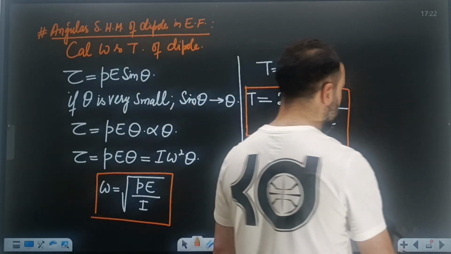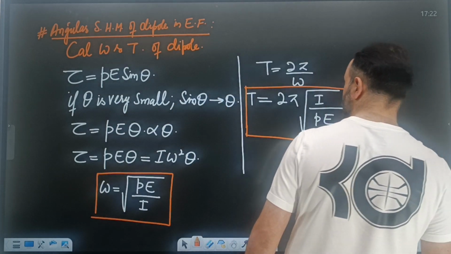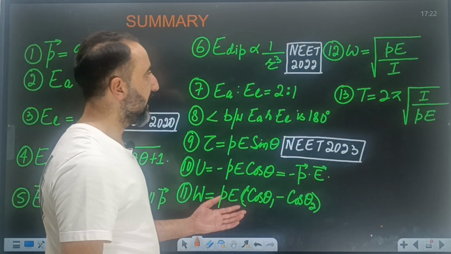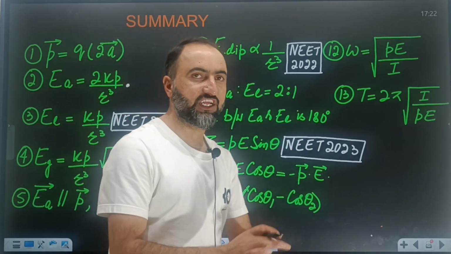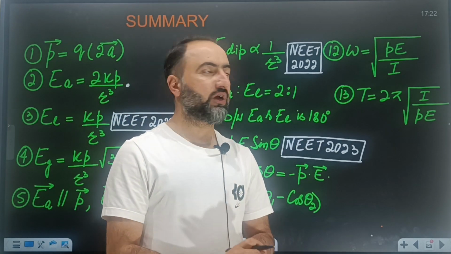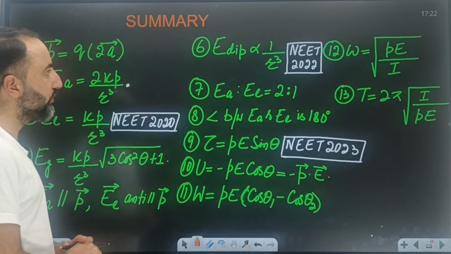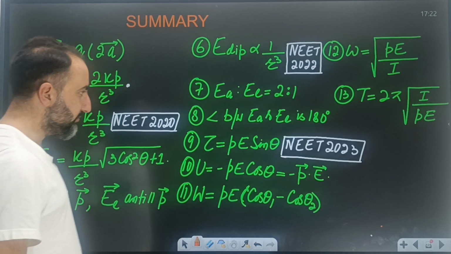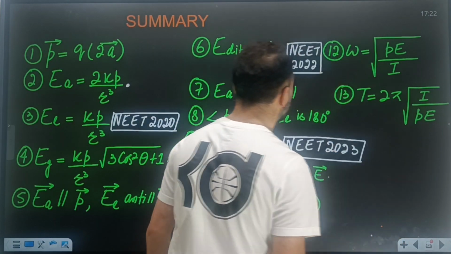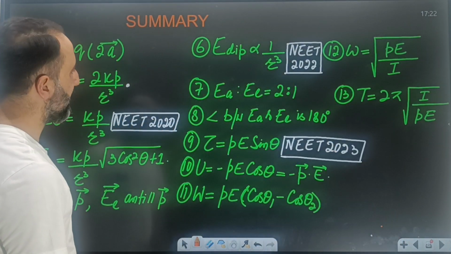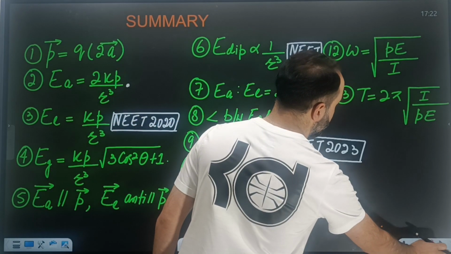Okay, so we are done with this. Then next, what I have done is that I have summarized all these 13 different equations on the dipole on a single page. Okay, so you can see it here. Next, let's move ahead and do a couple of examples on the dipole, on the different expressions.